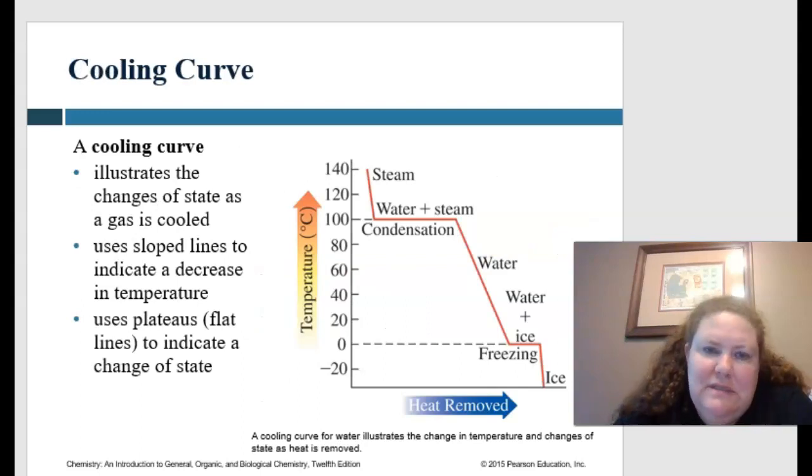A cooling curve is the opposite. And this is going to illustrate the changes of state as the gas is cooled. And it uses the slope lines to indicate the decrease in temperature. And again, these plateaus are going to indicate when we have a change of state. So we have steam that can condense and form condensation to actually be a liquid now. And so then we have water, and then we have the decrease in temperature until we can get down to the freezing ice state.